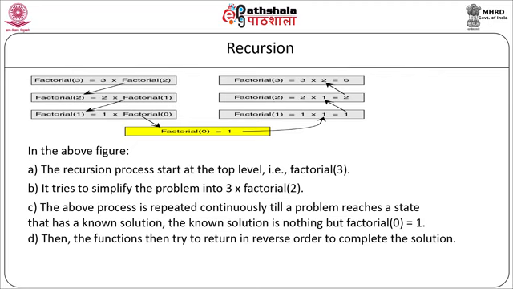Now once the value reaches 0, factorial 0 will return the value 1. So our statement will be 1 into 1, that is 1. That factorial 1 will be returned to factorial 2, and the factorial 2 value will be returned to factorial 3, and the last result, 6, will be displayed on the screen. Now this intermediate result will be stored inside the stack, and the complete recursion is managed by the compiler.